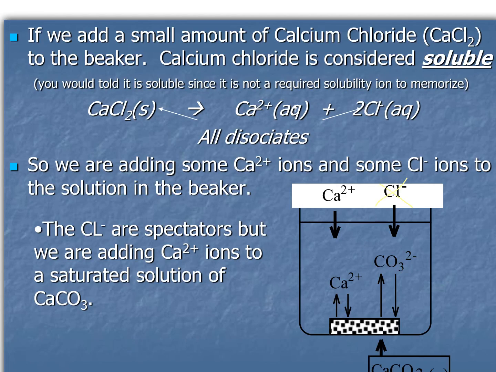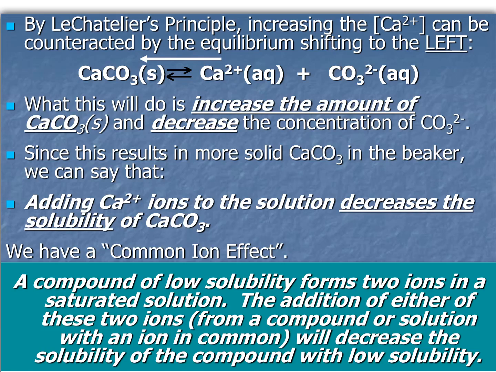So these are just spectators, but this calcium ion is going to increase the concentration of calcium ions in the solution. So according to Le Chatelier's principle, increasing the calcium concentration can be counteracted by the equilibrium shift to the left. We added here, therefore add away. We shift to the solid, we shift to the reactant side. What this will do is increase the amount of solid calcium carbonate. By increasing the amount of solid calcium carbonate, we're also decreasing the concentration of carbonate.